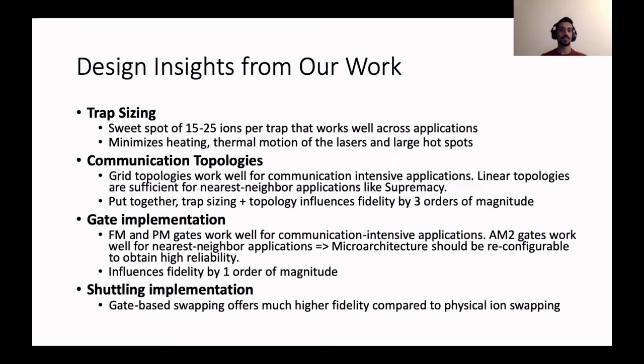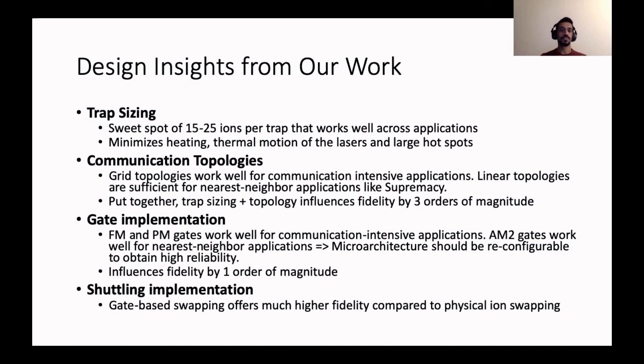So the key design insights from our work are that first, in terms of trap sizing, as I mentioned, there is a sweet spot of 15 to 25 ions. That depends on the application, which works well and gives us both good performance and good fidelity. And this trap size minimizes the heating, it minimizes the presence of the hotspots and laser beam instabilities. In terms of communication topologies, we found that the topology depends on the communication requirements of the application. So grid topologies work well for communication intensive applications. And we found that if we optimize our trap sizing and topology, we can potentially improve the fidelity of our applications by about 3 orders of magnitude.